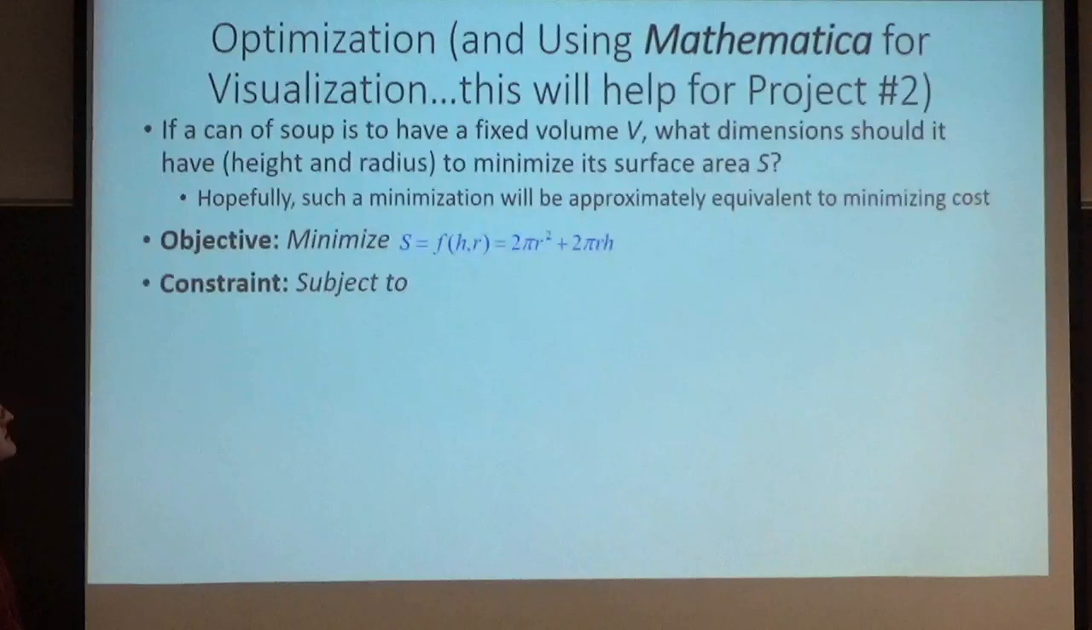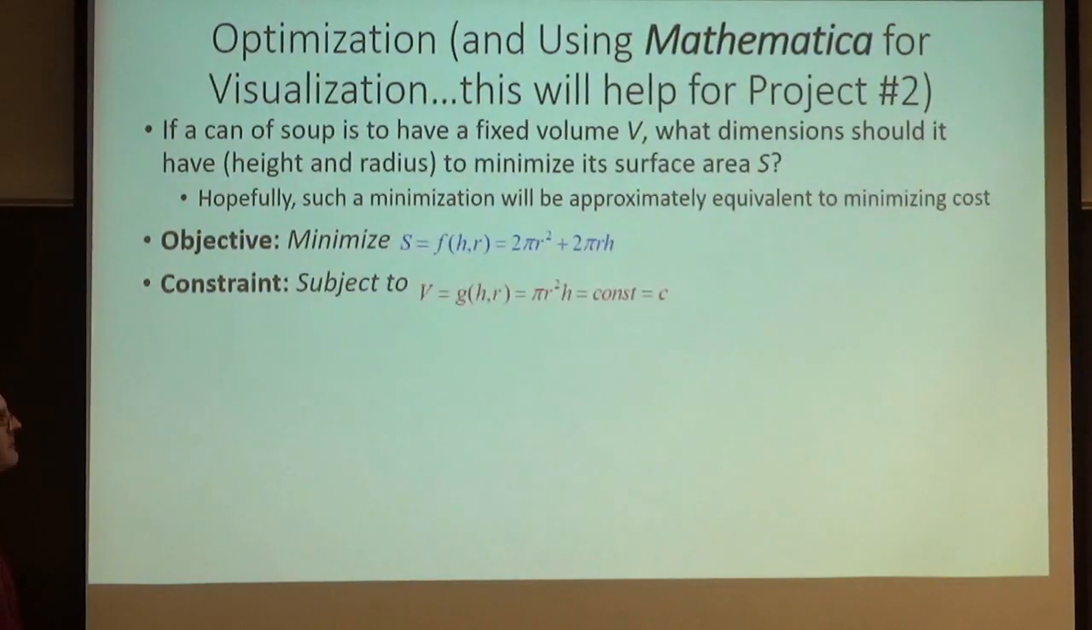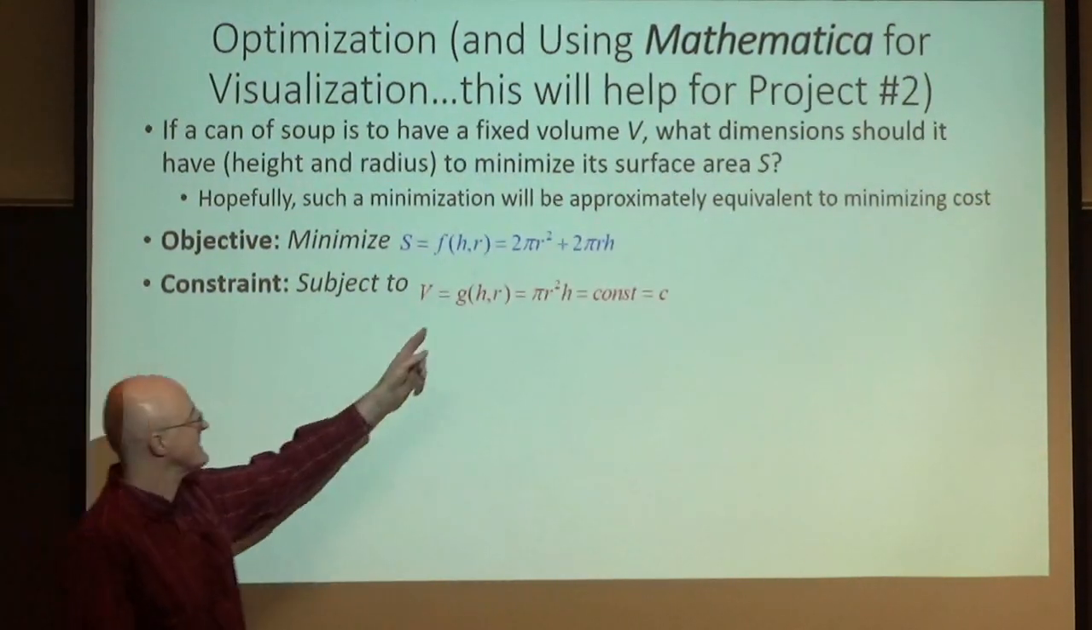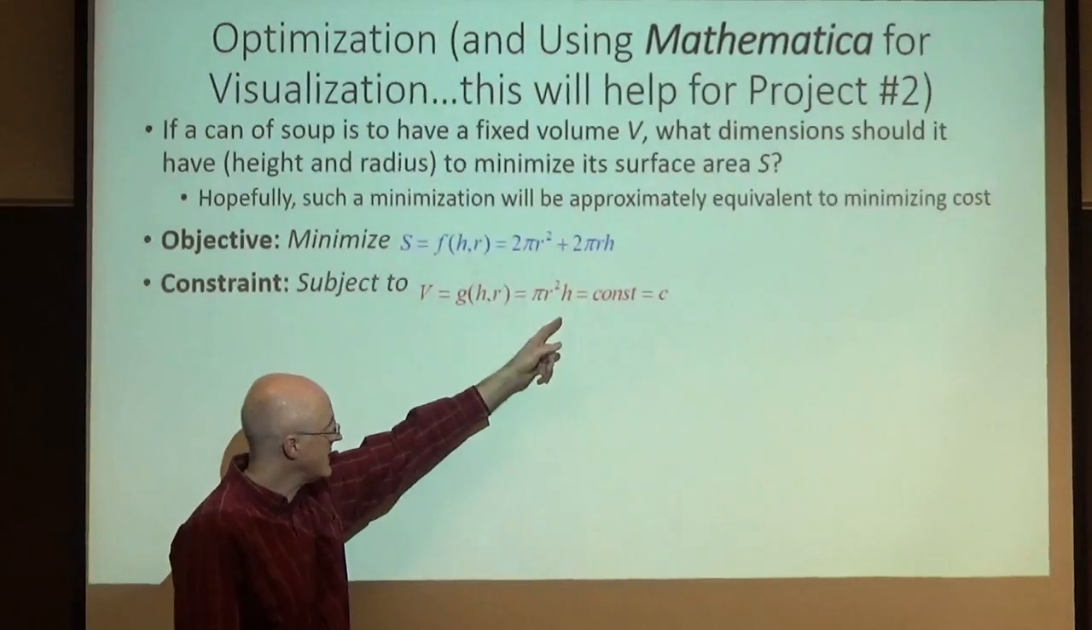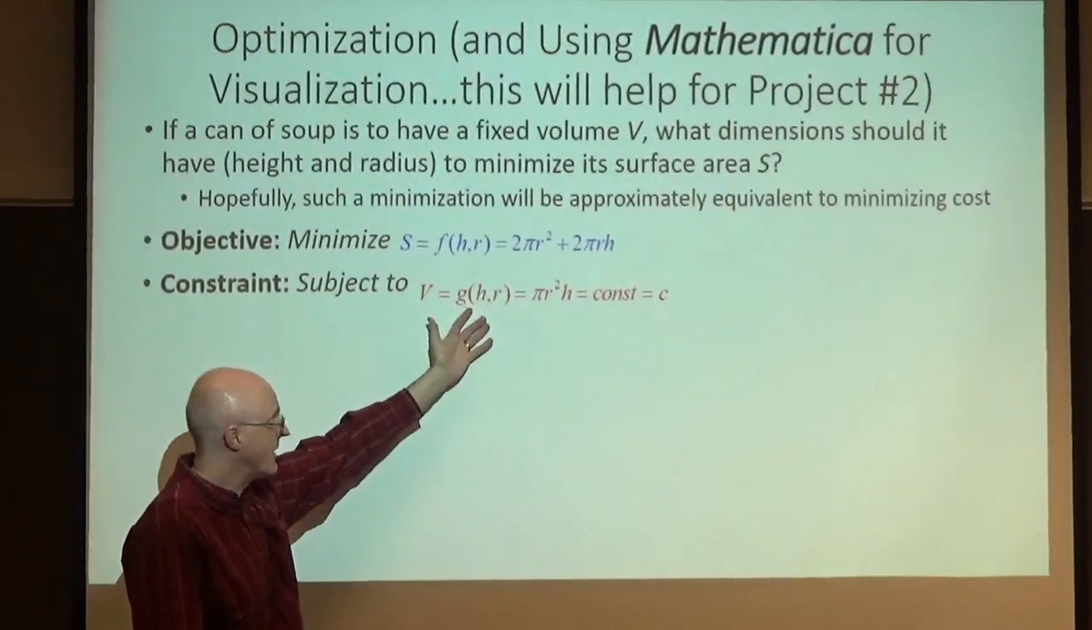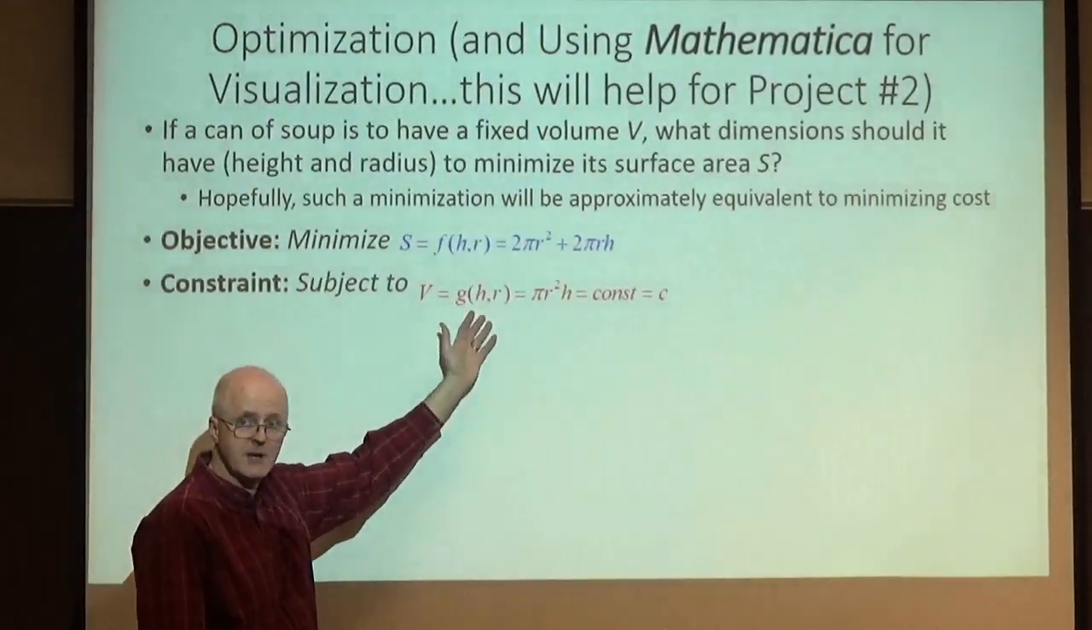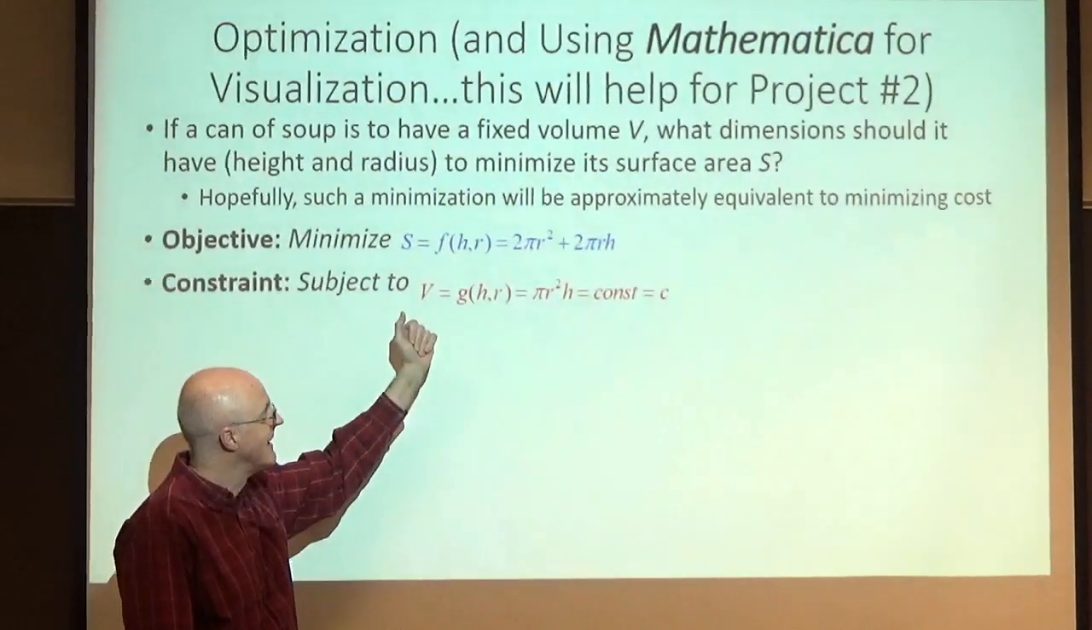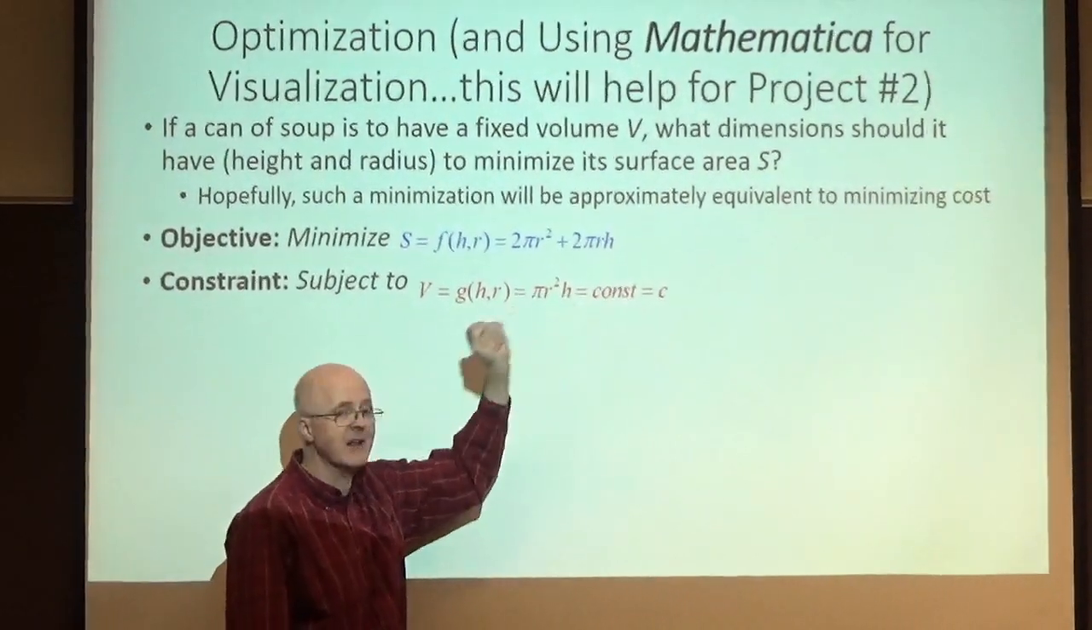What are we subject to? A constraint. The volume must be constant. The volume as a function of h and r is pi r squared h. That in general is a function that will give you different volumes for different heights and different radii. But I'm pretending I know that's a constant, c.